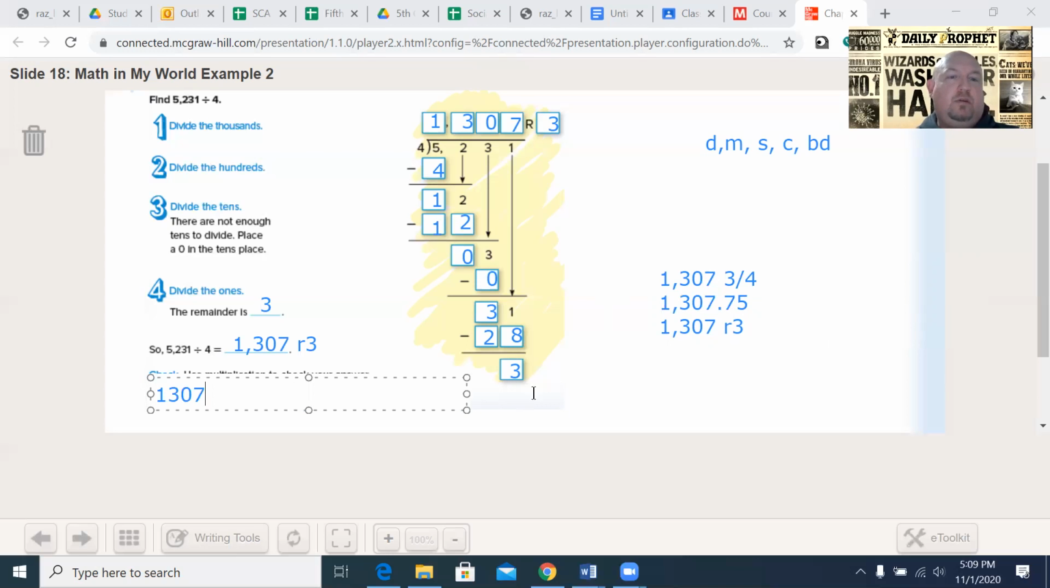1,307 times 4 equals 5,228. And that plus my remainder of 3 gives me 5,231. So we got the right answer.